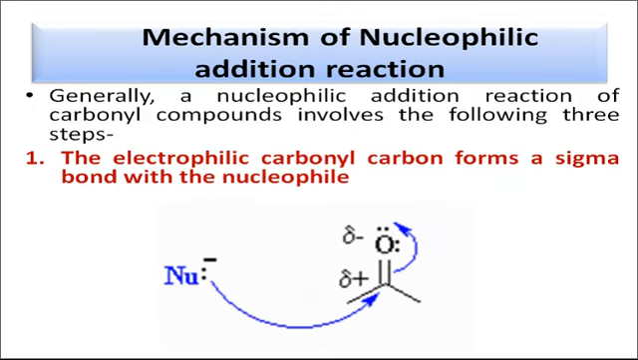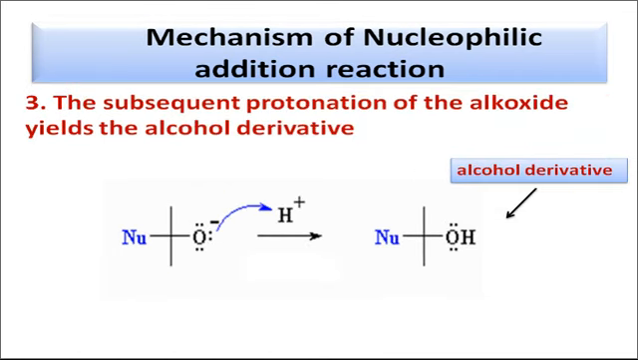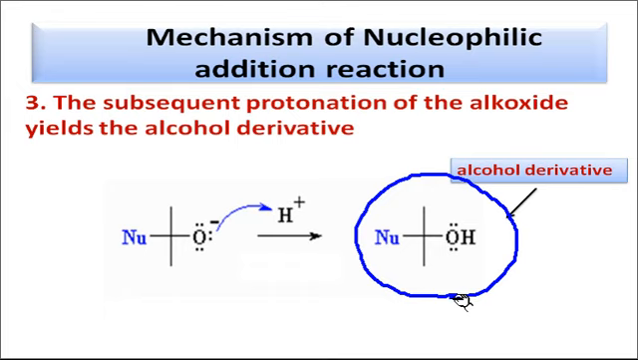So in all, the mechanism involves three steps. In the first step, nucleophile attack onto the electrophilic carbon atom. Due to the attack of the nucleophile onto the electrophilic carbon atom, there is the formation of the alkoxide intermediate. So the first step is the attack of the nucleophile onto the electrophilic carbon atom. The second step is the formation of the alkoxide intermediate. And the third step is the protonation of the alkoxide intermediate and the formation of the alcohol derivative as a product. So this is the mechanism of the nucleophilic addition reaction in the carbonyl compounds.